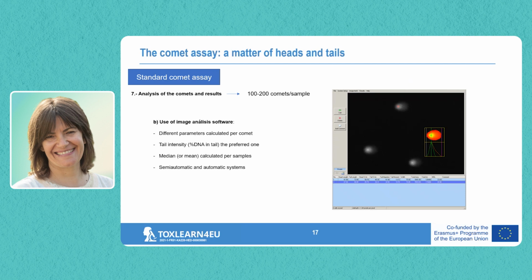There are two types of image analysis software: semi-automatic, in which the operator has to select the comets by hand, and then the program gives you the different values, and you stop when you reach 100, 150, the number you want to score. But there are some that are automatic. You put the sample in, it is scanned, and then it gives you the data.